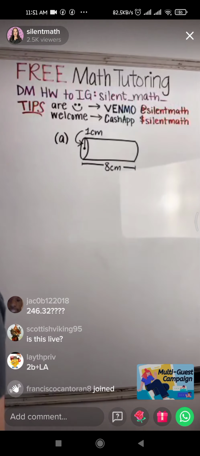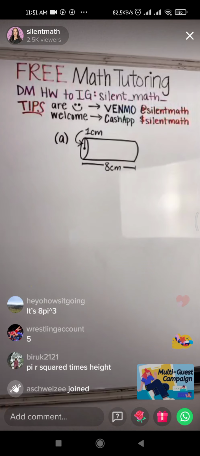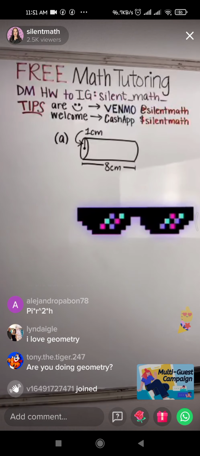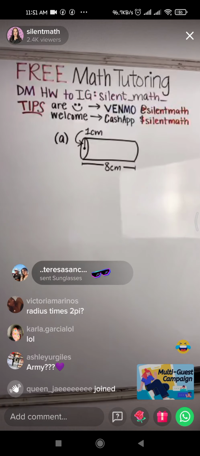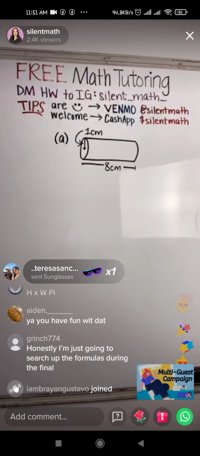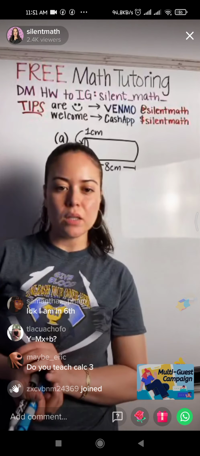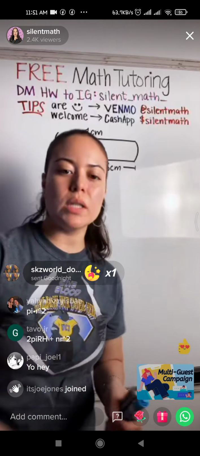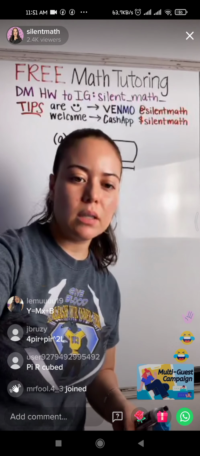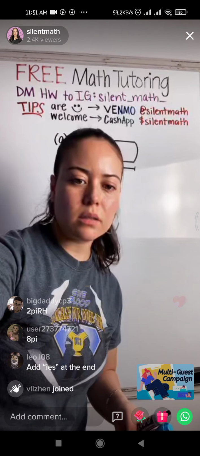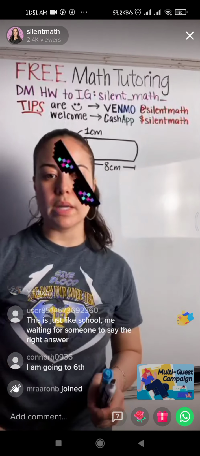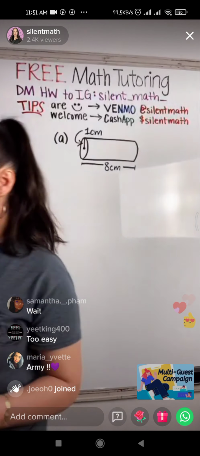What's the surface area of a cylinder? It's a little bit complex. Okay, I see someone using like perimeter in it. Okay, so pi r squared h. That's actually volume. Pi r squared h is volume.